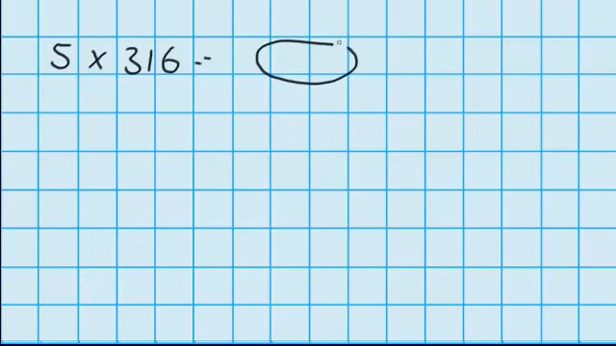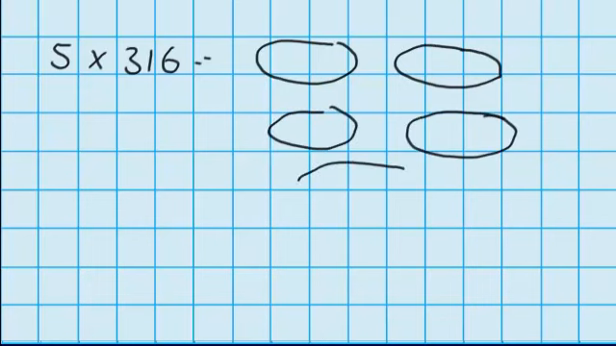This time I want to work out 5 groups of 316. So I'm going to start by drawing out my 5 groups. 2, 3, 4, and 5. And I'm going to split 316 up into ones, tens and hundreds. I'm going to start with my ones, so I need to put 6 ones in every group. Now I'm going to move on to my tens, and I need to put 1 ten, or 10, in every group.